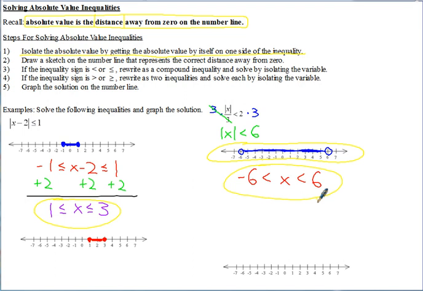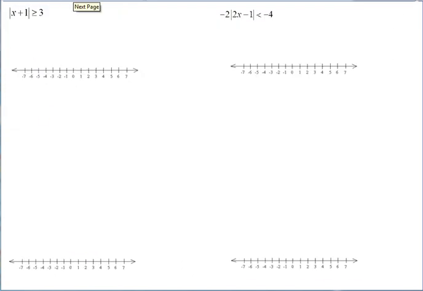Okay, let's take a look at a couple more examples here. On this one, the absolute value is already by itself. So the first thing we do on our graph here is look at the distance away from 0. Notice this time it's greater than or equal to 3. So here's where it's equal to 3 away from 0, or equal to 3 away from 0 in this direction. But now the distance has to be greater than or equal to 3, so it can't be in here, that would be less than 3 away from 0.